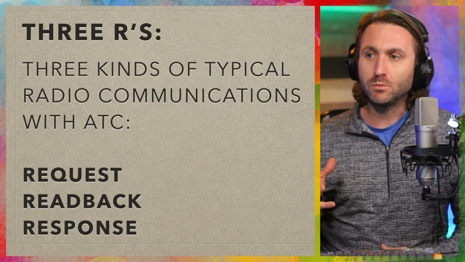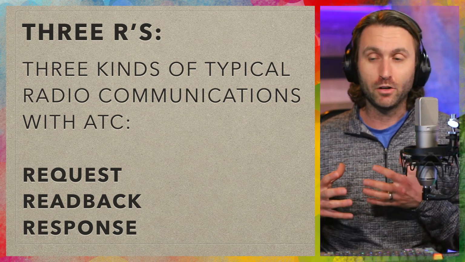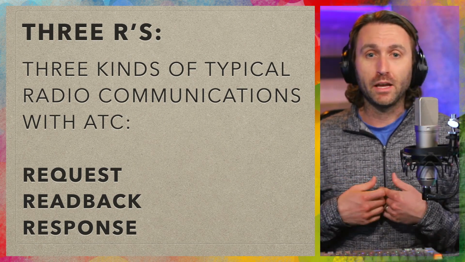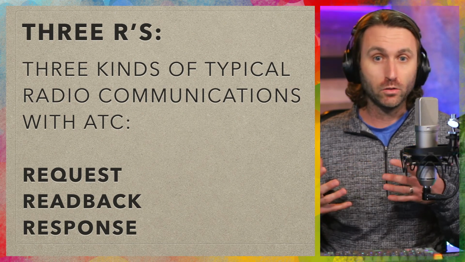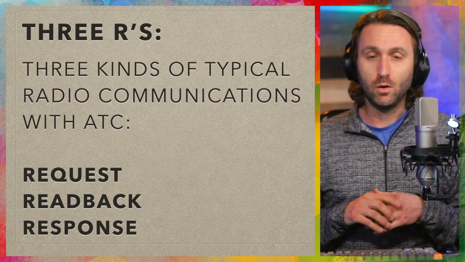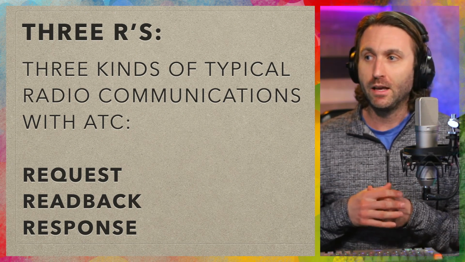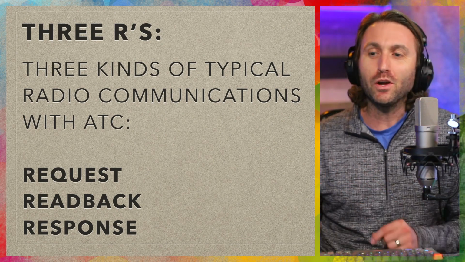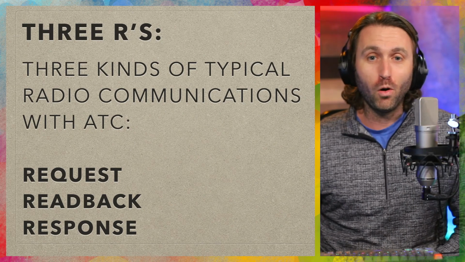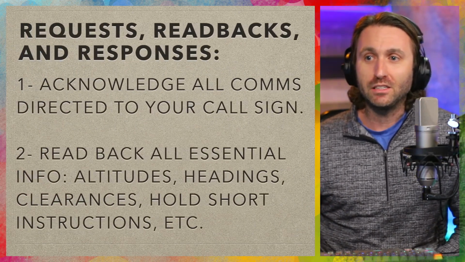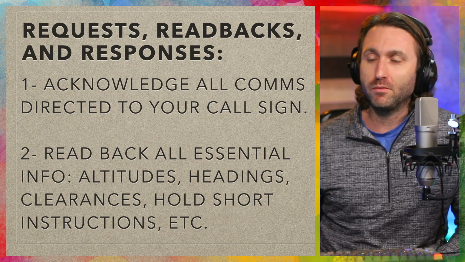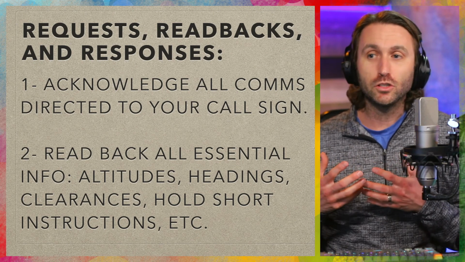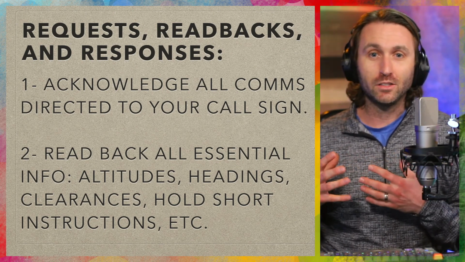3 R's in terms of the typical radio communications that you're going to have with air traffic control. Maybe a request that you're making of them or one that they're making of you. There's a readback, which is critical to altitudes, headings, holding short instructions. We'll talk about that in just a second. And then responses, right? You have to respond to some things. So those 3 R's are basically summing up all the different types of communications you could have with ATC. And to dive into this just a little bit deeper, in terms of requests, readbacks, and responses, things you should do. Number 1, acknowledge all communications directed to your call sign.